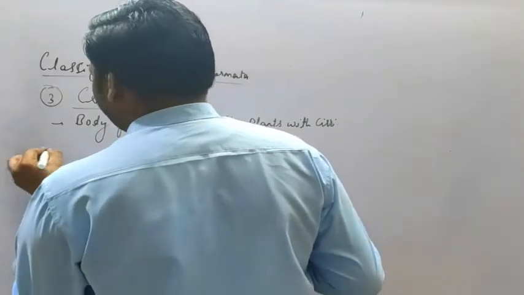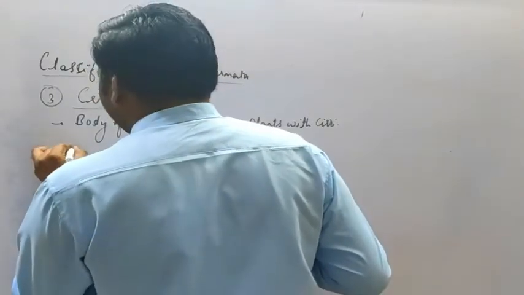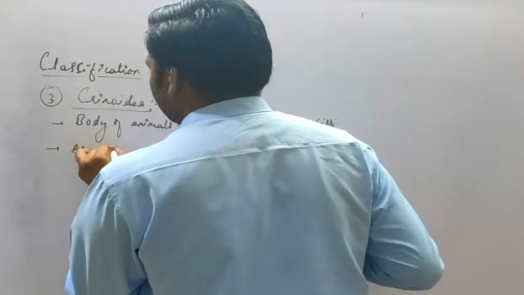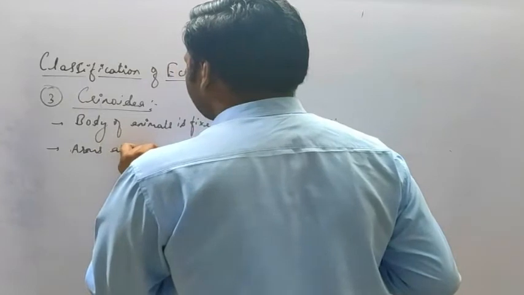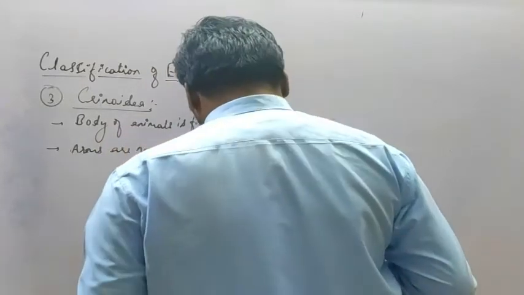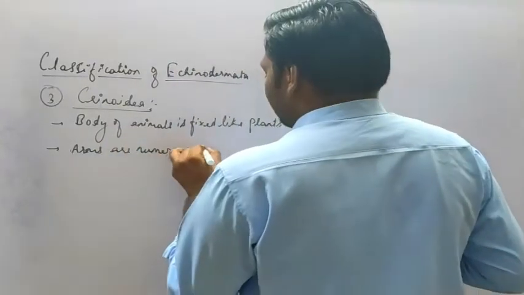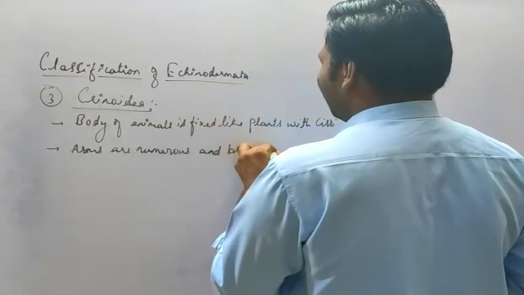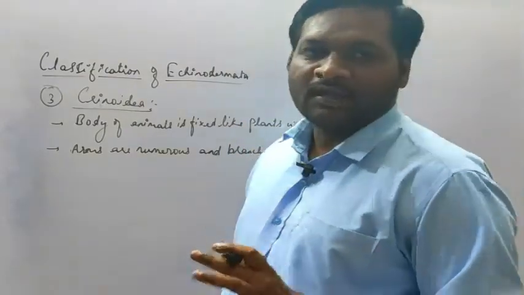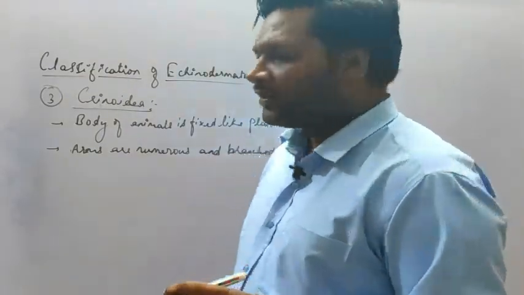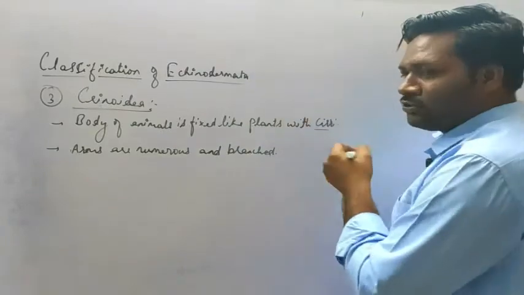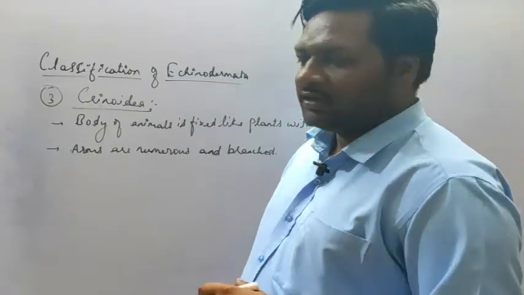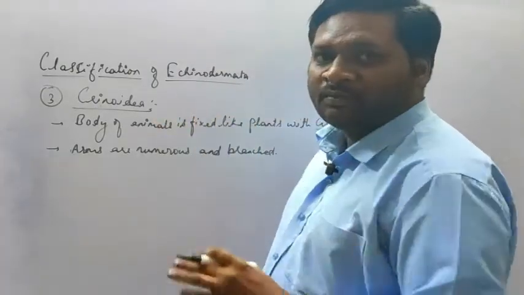Okay. The next, arms are numerous and branched. So it is quite similar to the plants itself. Plants also consist of roots, so here the structure of the root is similar to the cirri. And they have different branches. Here we can consider the arms with the branches.